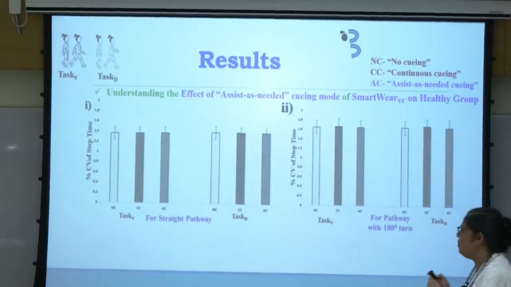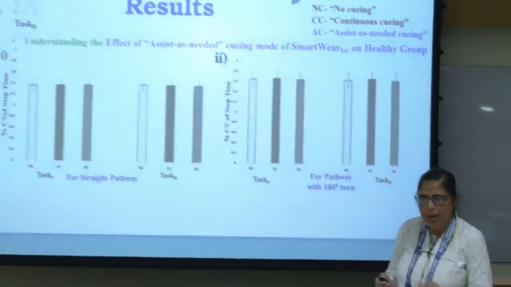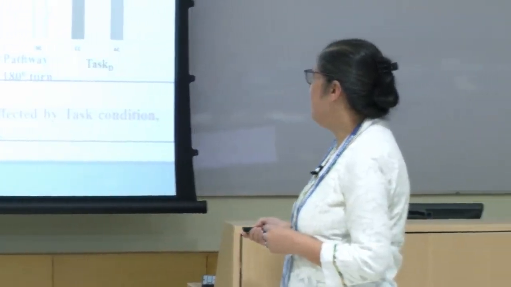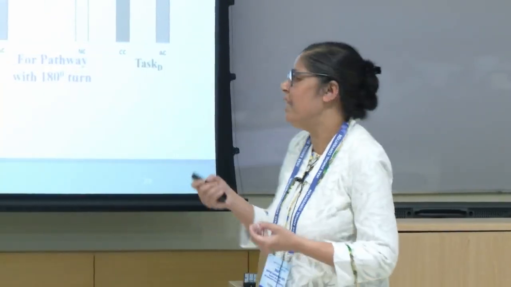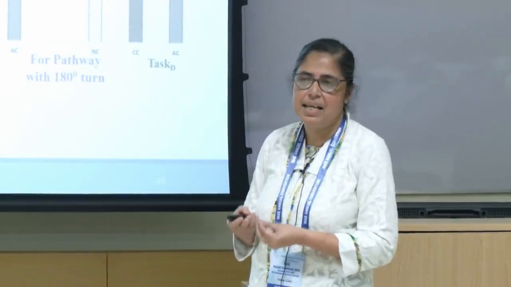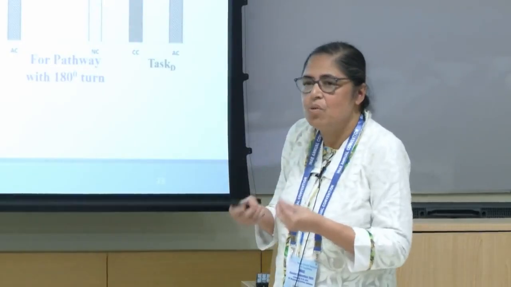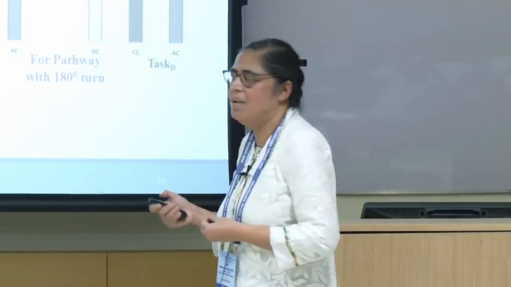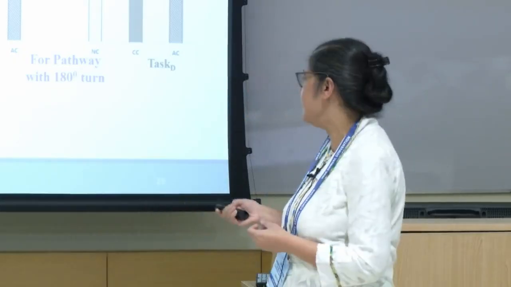So we could see for healthy people, irrespective of no queuing, continuous queuing, assisted queuing, no variation, as expected, because they are healthy people. But in the PD, we could see a lot of statistical reduction in the variability of step time in the case of Parkinson's disease. That is, even in the case of Parkinson, we are able to combat in our assistance needed mode, statistically reducing the variability compared to continuous queuing, the existing model. So we were very happy with that.